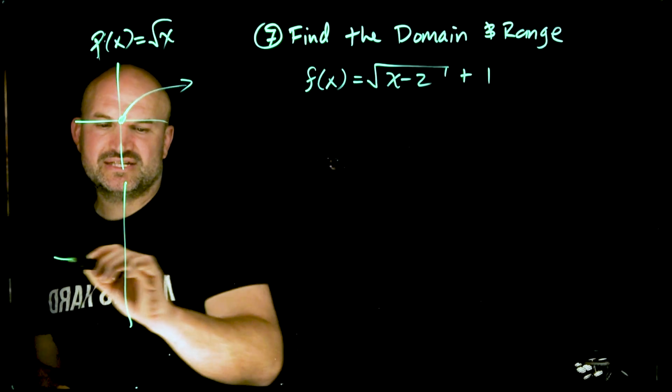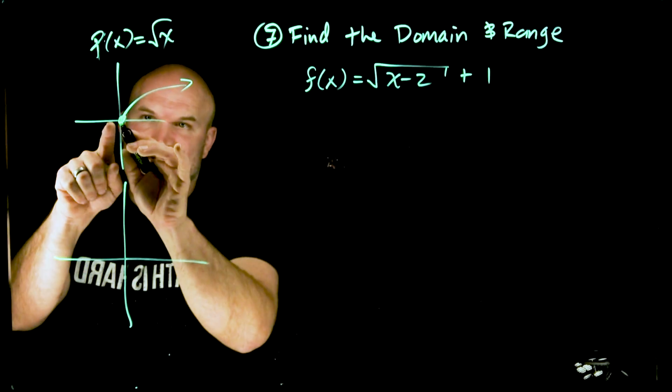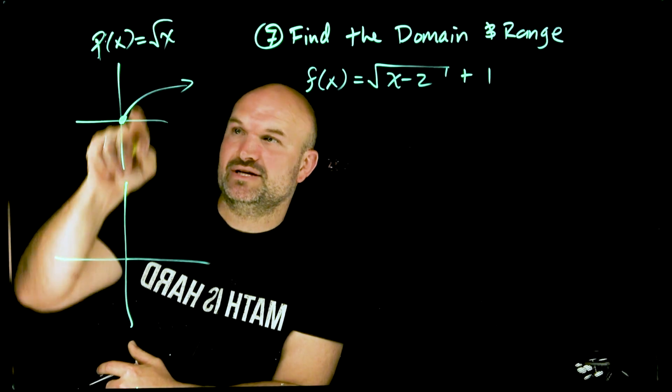So if I want to be able to sketch what this graph is going to look like, I'm going to take my one point, which I know is going to be my intercept here at 0, 0.